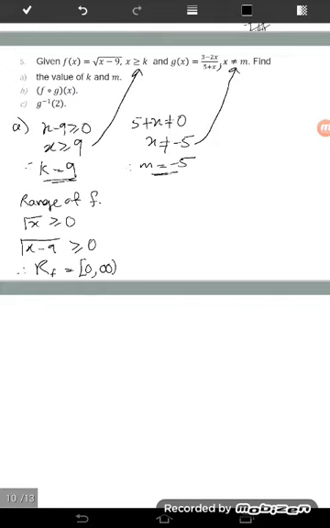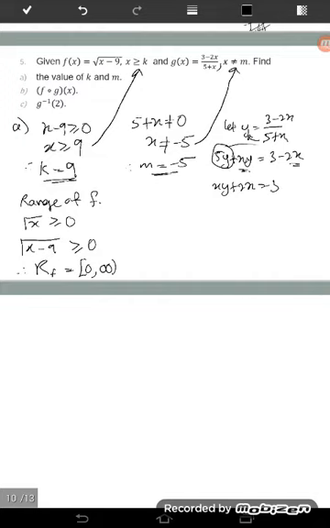So kita kena guna inverse of g in order to find the range of g ni. Okay, so let y equal to 3 minus 2x over 5 plus x. So multiply here. So we have 5y plus xy equal to 3 minus 2x. So here x, here x. So collect. So I have xy plus 2x is equal to 3.